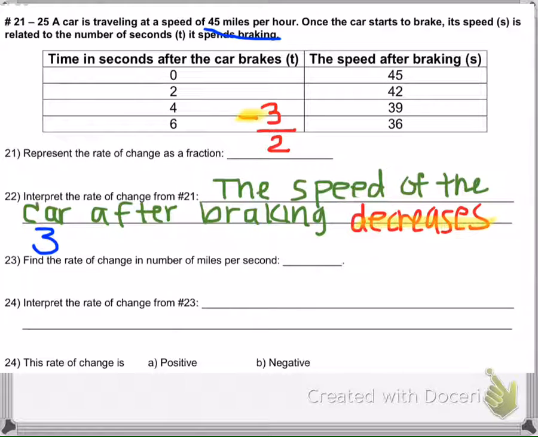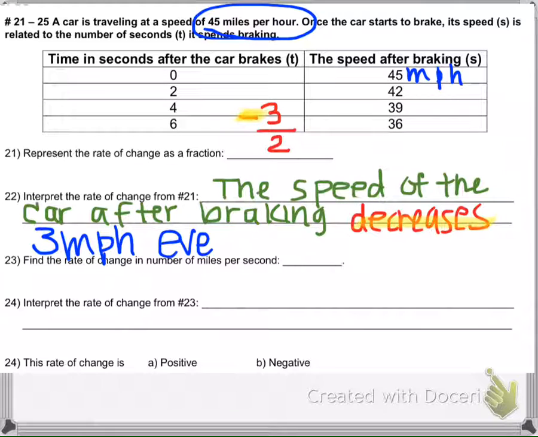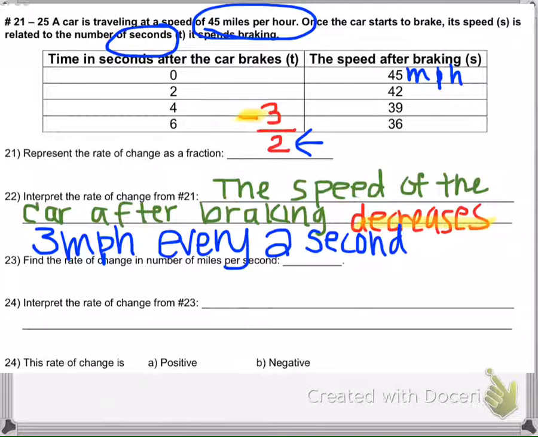So when we write speed, we write it as miles per hour, just like 45. This is 45 miles per hour. So I'm going to put 3 miles per hour every 2, and the time, it says seconds, so every 2 seconds. So the speed of the car changes by 3 every 2 seconds.